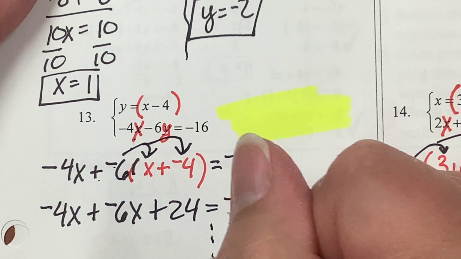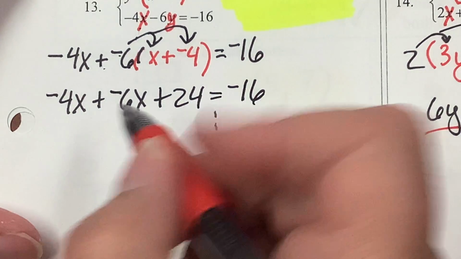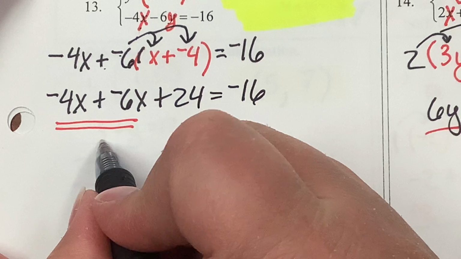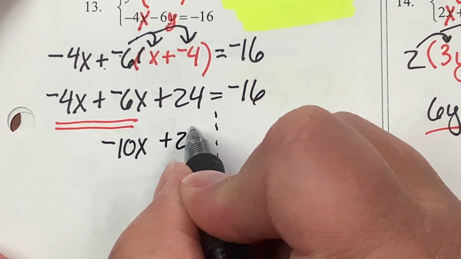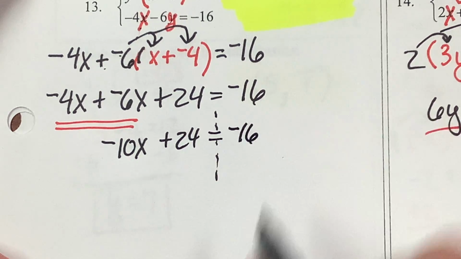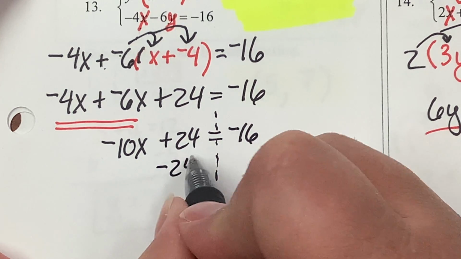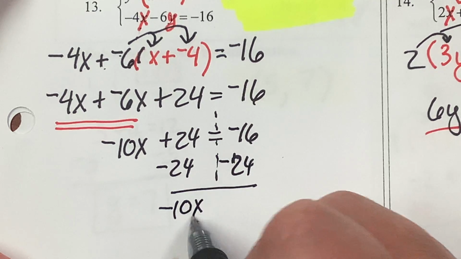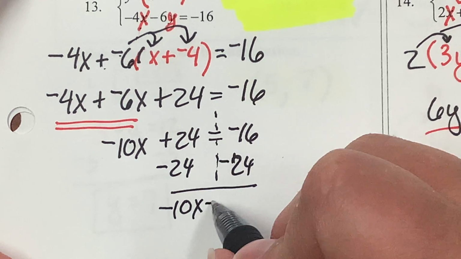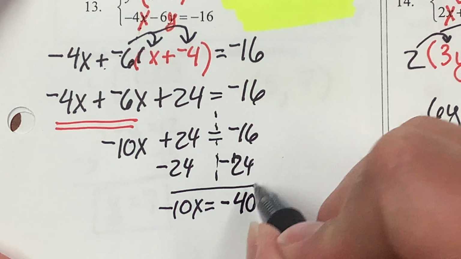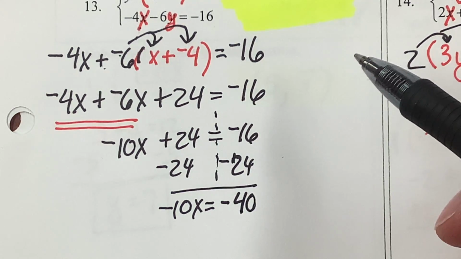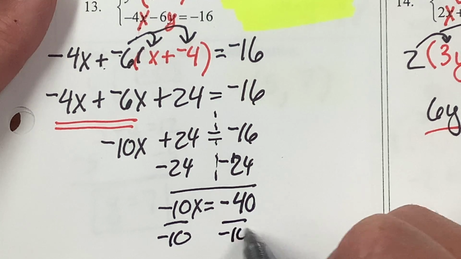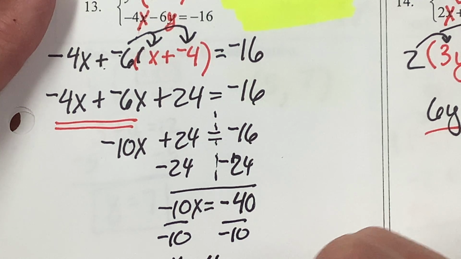Okay, dot, dot, dot on the equal sign, because if you're on the same side of the equal sign, you just do what's given. Negative 4 plus negative 6 is negative 10x plus 24 equals negative 16. Subtract 24 from both sides because we're going over the equal sign now. Negative 10x. Negative 16 minus 24 is negative 40. When the signs are the same, you add and keep the sign. Or use a calculator. Divide by negative 10. X equals positive 4.